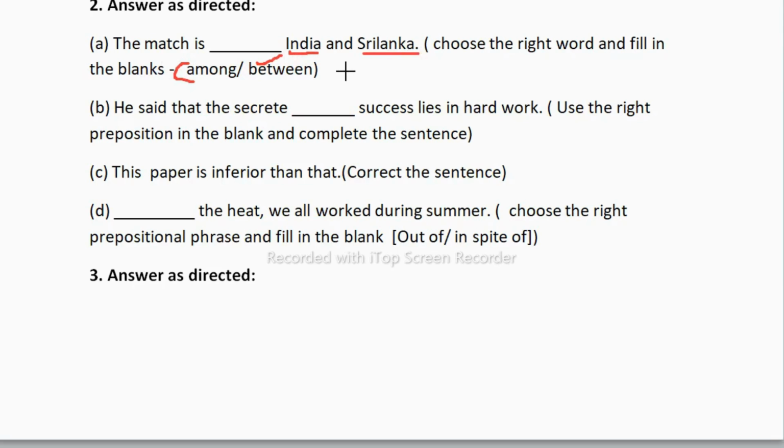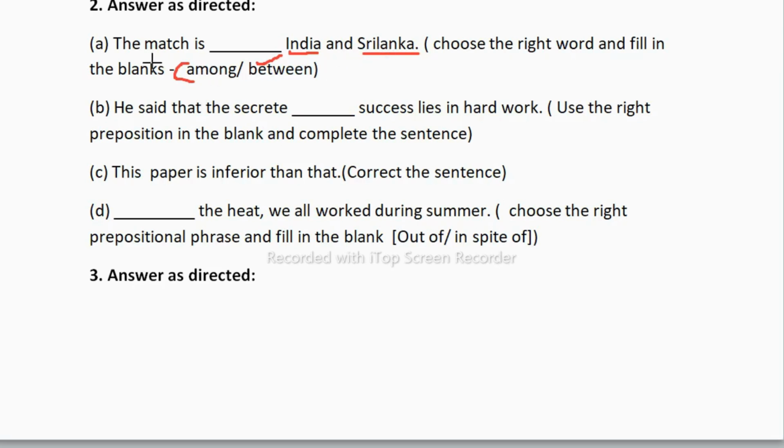If they have given more than two names, then we can use among, but when we are seeing two names we have to use between. Between is the preposition which is used with two things. If there are more in number, meaning more than two, we have to use among here.